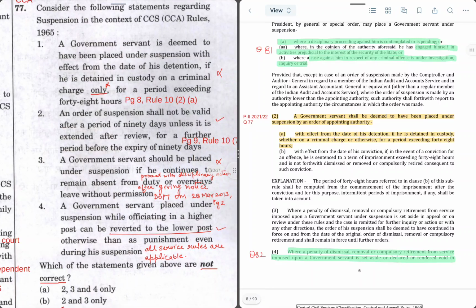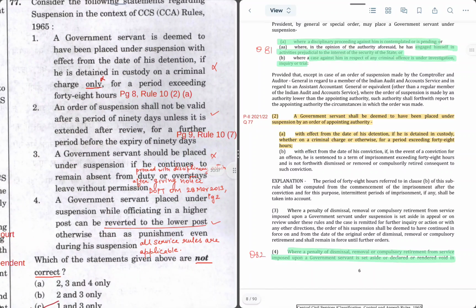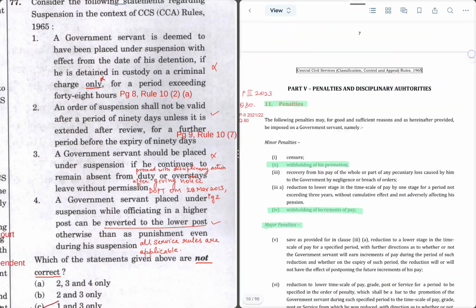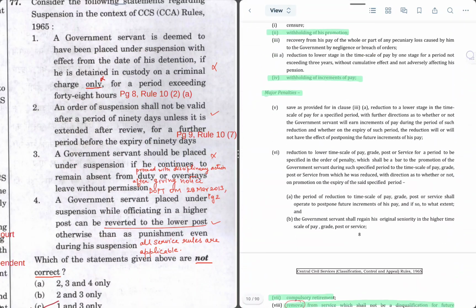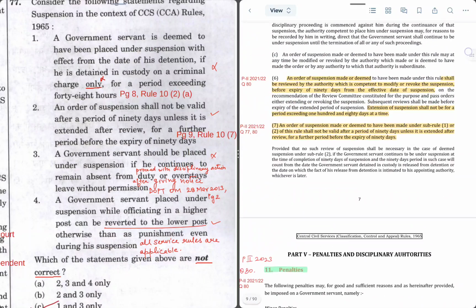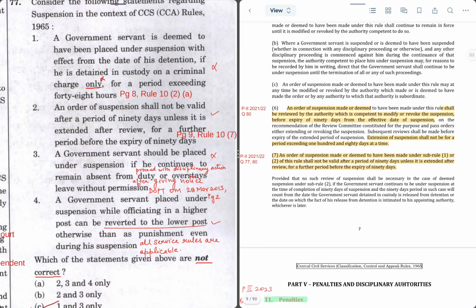Let's see statement 2. An order of suspension shall not be valid after a period of 90 days unless it is extended after review for a further period before the expiry of 90 days. So that is correct. This is a very bad question. On page 9 you can see in rule 10, sub rule 7, that this is correct. So statement 2 is right.